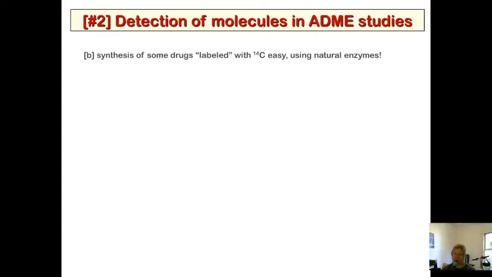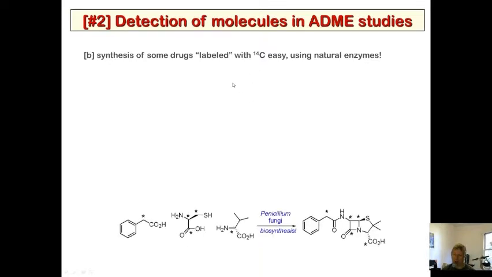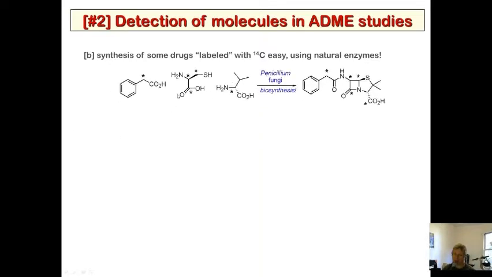Drugs can be labeled with C14. Sometimes it's easy, sometimes it's maybe more challenging. If a molecule is produced as a natural product, naturally using enzymes, then you can just provide the building blocks that are enriched in your radioisotope. So this is an example of the biosynthesis of penicillin derivatives, and this general penicillin scaffold.